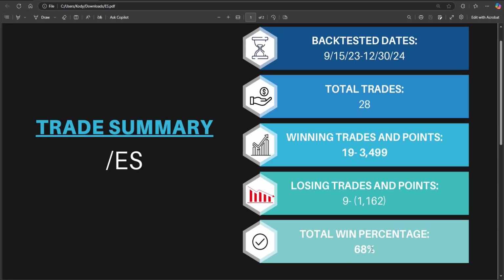The total win percentage comes in at just about 68% of a total profitable back tested data of 2,337 points. So say you were trading 3 micro contracts, so MES, you would multiply that times 5. That would come to just shy of $12,000 in this back tested period using 3 micro contracts.